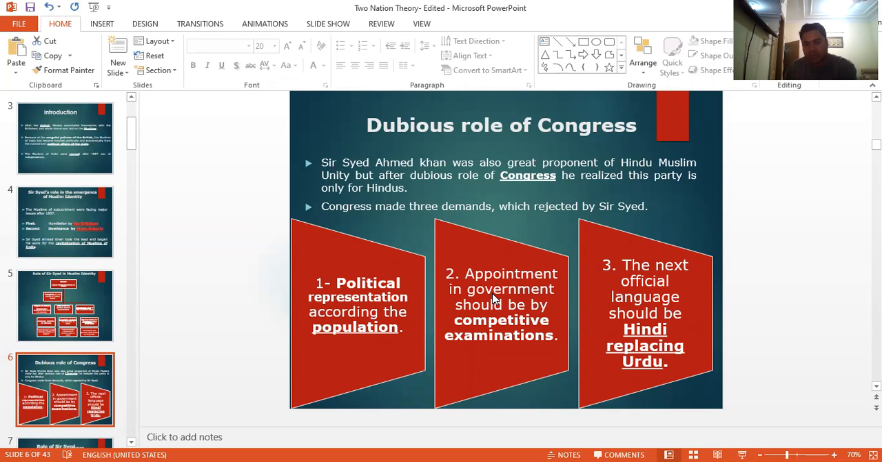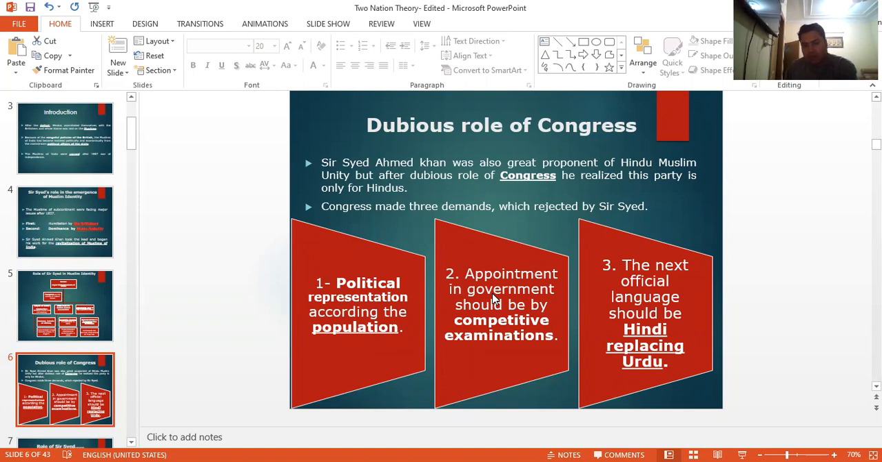When the Congress was established, the first demand was political representation according to population. So obviously the Hindu population was in the majority, and when the Congress demanded this, automatically they demanded that the Hindus would control the politics of the subcontinent. So automatically the Muslims would remain a minority, and they would be segregated more.